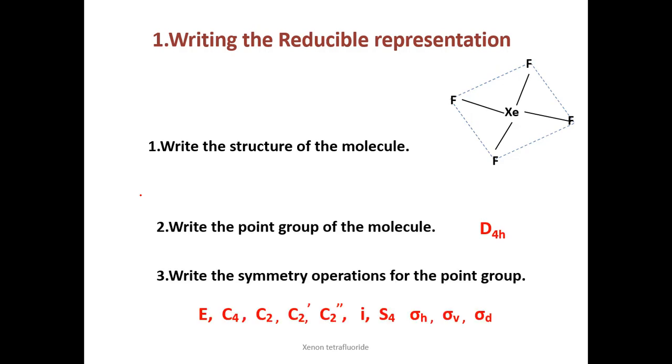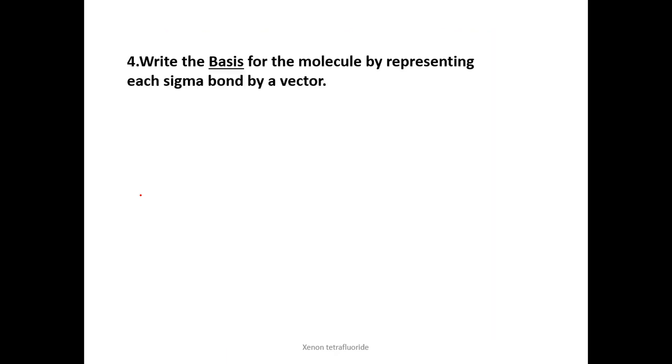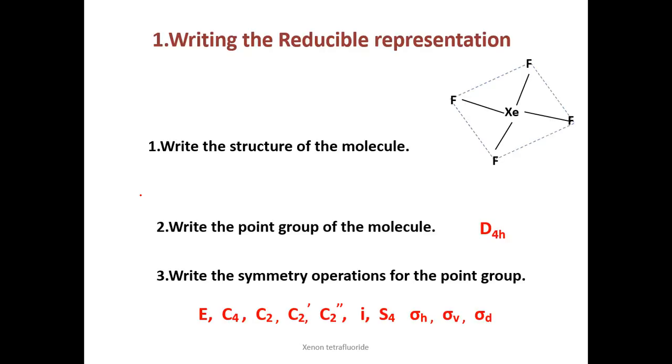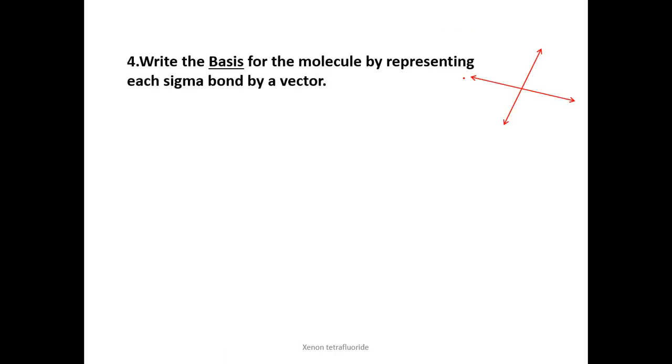The symmetry operations of the point group are E, C4, C2, C2', C2'', i, S4, sigma h, sigma v, and sigma d. Now we will write the basis for the molecule, representing each sigma bond by a vector. In xenon tetrafluoride you find 4 xenon-fluoride bonds, and so there will be 4 vectors like this. There are 4 vectors given for 4 sigma bonds.